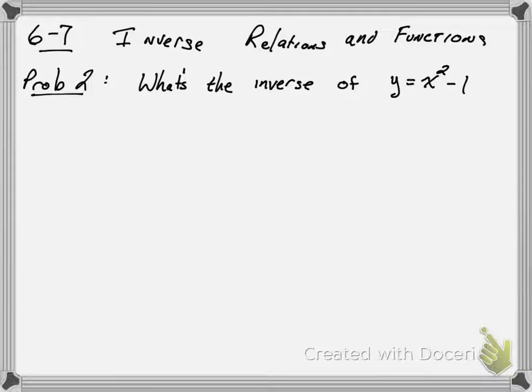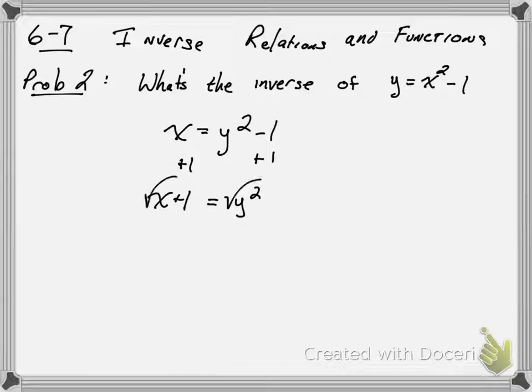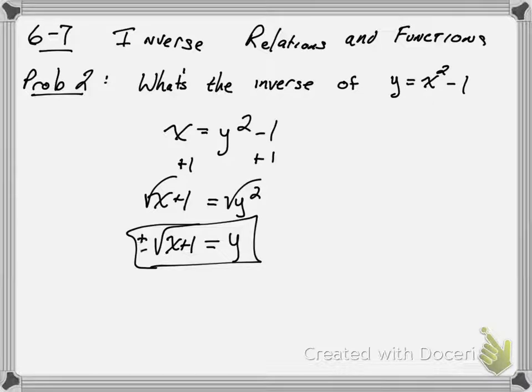Well, the function is y equals x squared minus 1, so the inverse is going to be x equals y squared minus 1, and now you just solve for y. So how do I do that? I add 1. I get x plus 1 equals y squared. Square root both sides. My inverse is y equals the square root of x plus 1. And because you took the square root, it should be plus or minus.